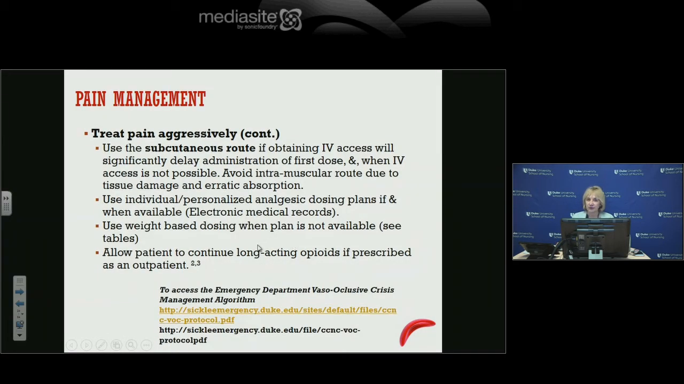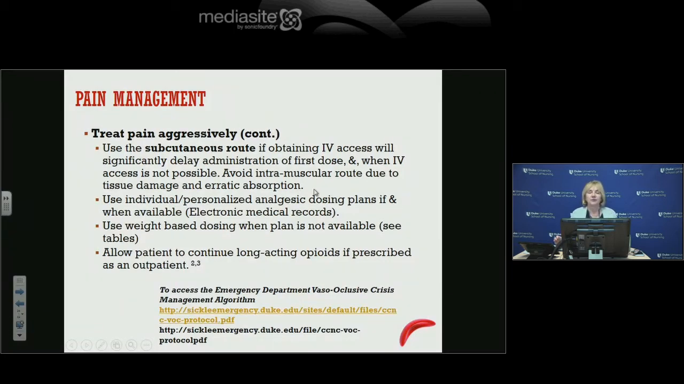Another recommendation from the guidelines is to use the sub-Q dose if obtaining IV access is going to delay the first dose or when it's not possible. And so many of you know that many patients with sickle cell have had so much pain medication over so many years that IV access is difficult. And oftentimes it takes multiple sticks to be able to find a place and to start an IV. And that in itself is a big barrier and leads to delays in the administration of that first dose.